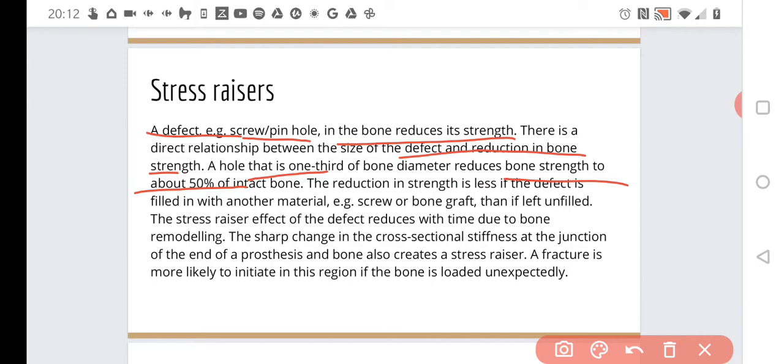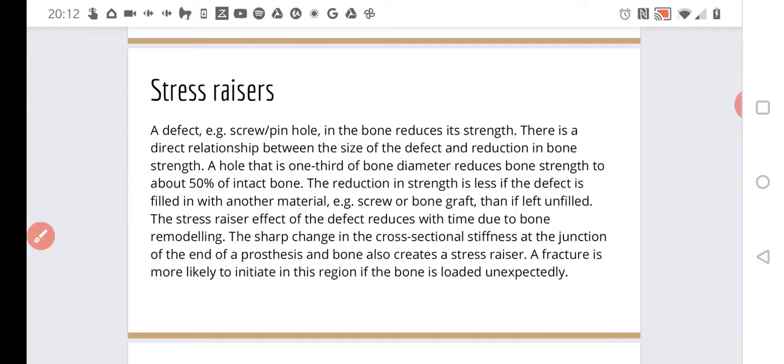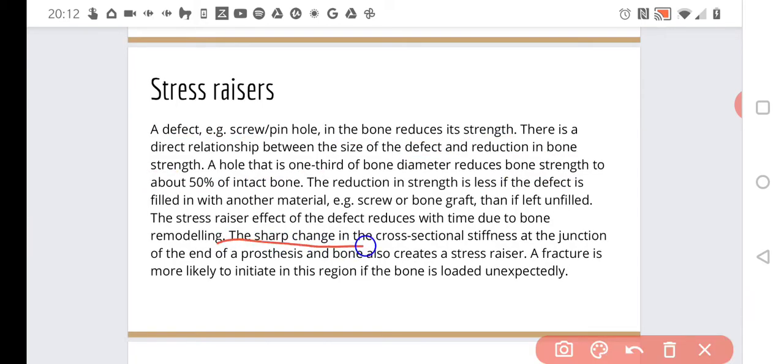Okay. When we also have a sharp change in the cross-sectional stiffness at the junction of the end of the prosthesis and the bone, it's also a stress tracer. Yes, so it's hard to avoid these stress tracers, but if possible, of course, it's a good idea.